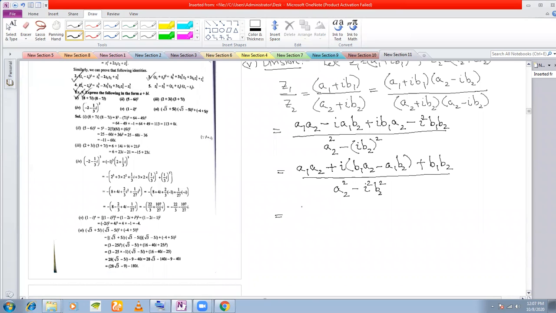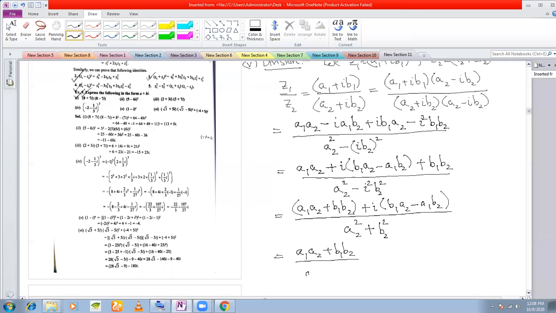Now you take the real parts together. a1 a2 plus b1 b2 plus i times b1 a2 minus a1 b2 divided by a2 square, i square is minus 1, minus combines to get a plus, b2 square. Now you want to express this in the form x plus iy. So what you do is you separate the real part, okay, and you separate the imaginary part.